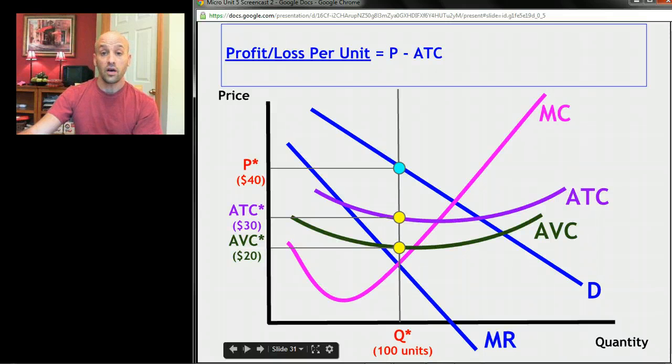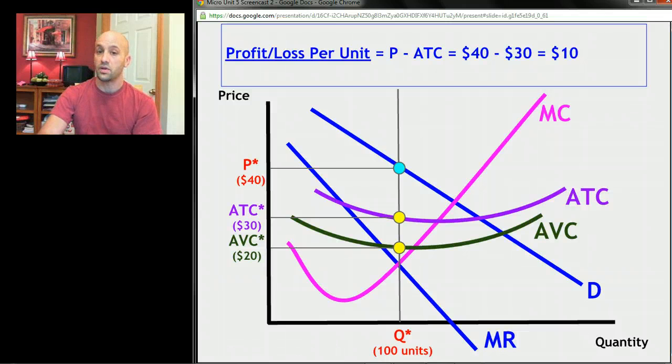And again, you can calculate the amount of profit or loss per unit and total profit and loss just like we did back in perfect competition. The formula for profit or loss per unit is price minus average total cost. Or in this example, $40 minus $30, which is equal to $10. This monopolist is making $10 per unit for every unit that it sells. Graphically, it'll look the same as it did in perfect competition. The vertical distance between price and average total cost. That vertical green line is $10 big.